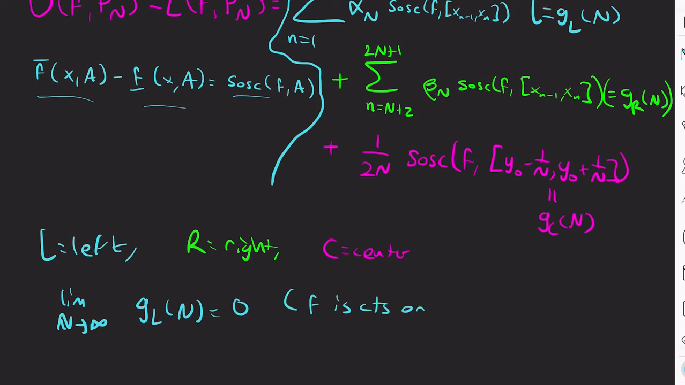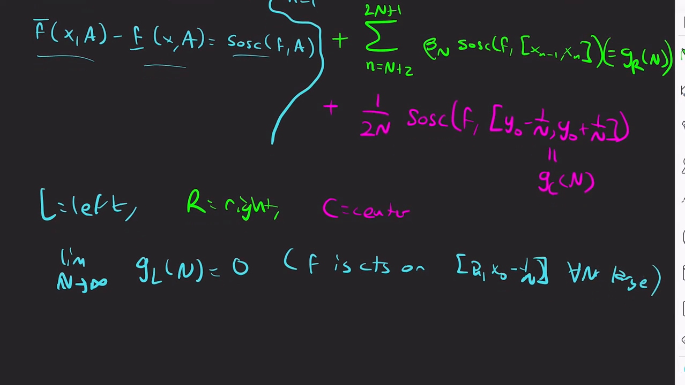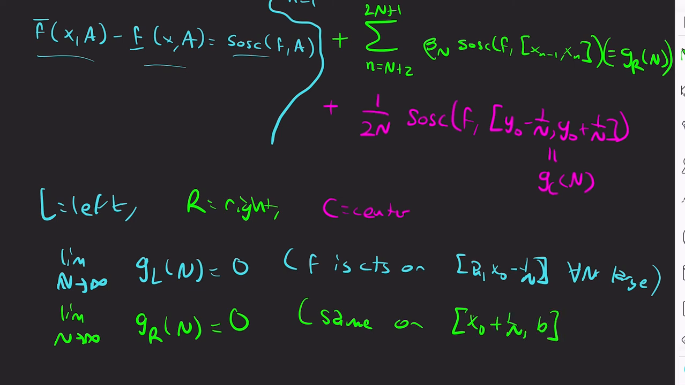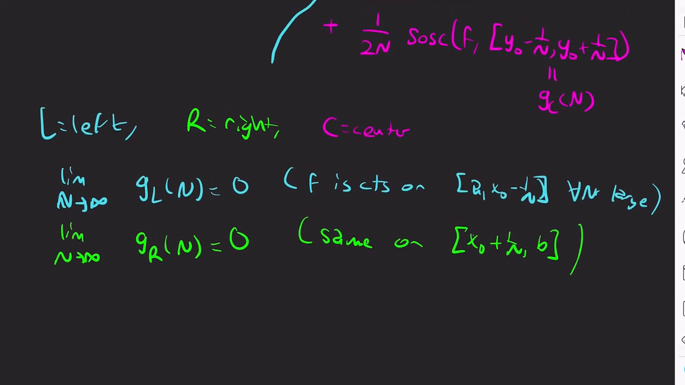F is continuous on a to y naught for all n large enough, so this is 0. Same on y naught plus 1 over n to b. Because I cinched y naught off, y naught is definitely not in any part of the subdomain. So those two terms are essentially trivial to work with now.